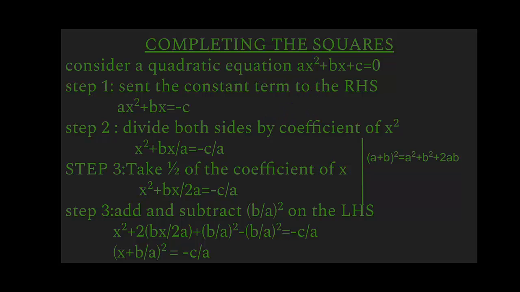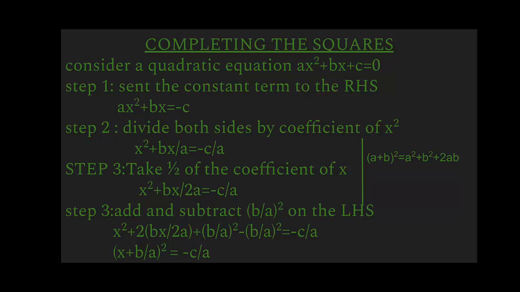Step 2, divide both sides by the coefficient of x squared. Now you have to divide all the terms by the coefficient of x squared. So this a will be removed, giving x squared plus bx divided by a equals minus c divided by a. The reason we are doing this is because we have to make an equation in such a way that the coefficient of x squared is always 1. Whatever the value of a is, you have to divide by that so that the coefficient of x squared is 1.